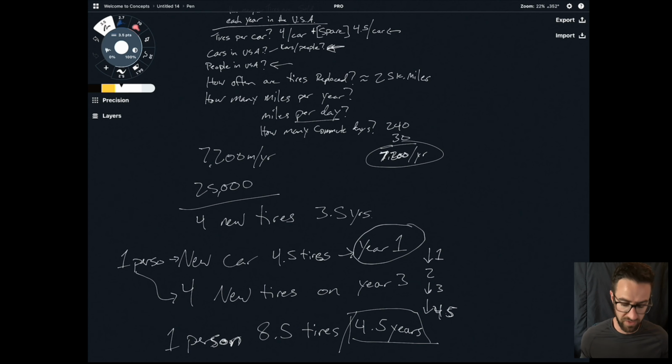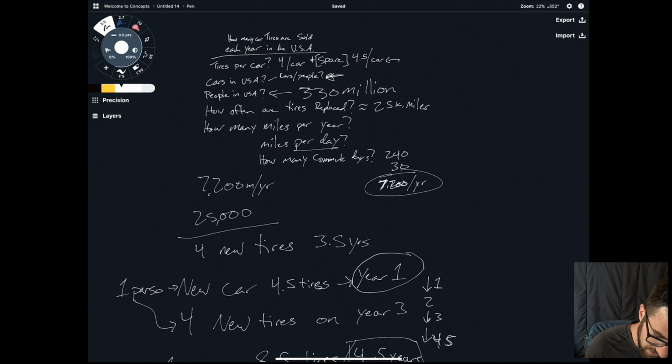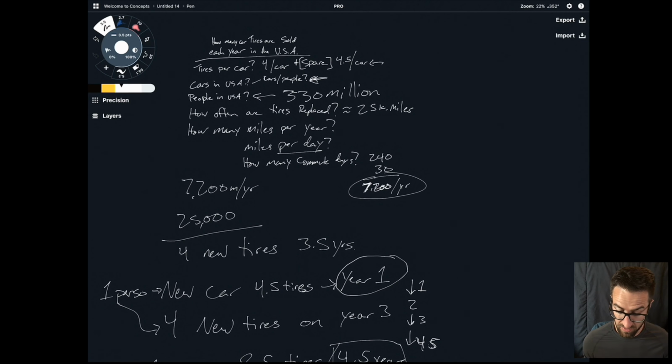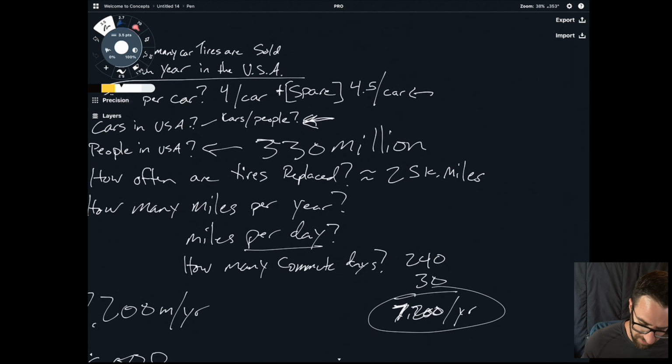$328 million. That's the 2019 number, right? 328 million, so 330 million is the population. People per car. Children per capita is around 2.1, I think, something like that. So households with 3 people in them. Some families don't have cars, some families have multiple cars. I'm going to average it, and instead of cars per people, it'll be people per car.